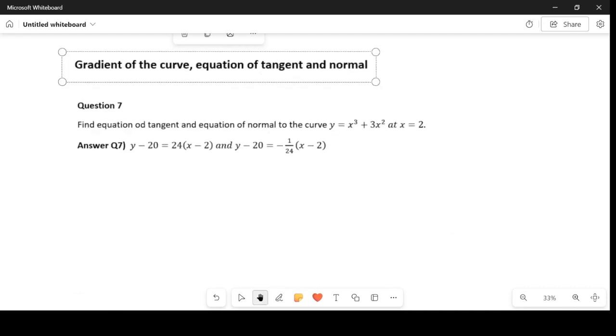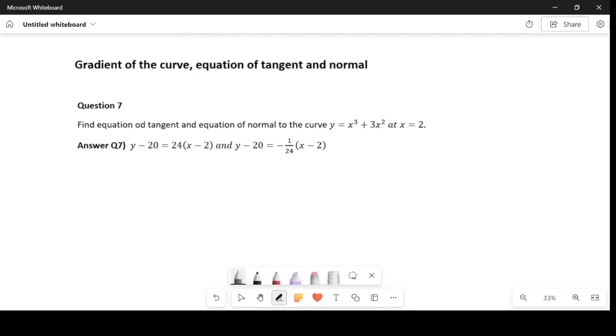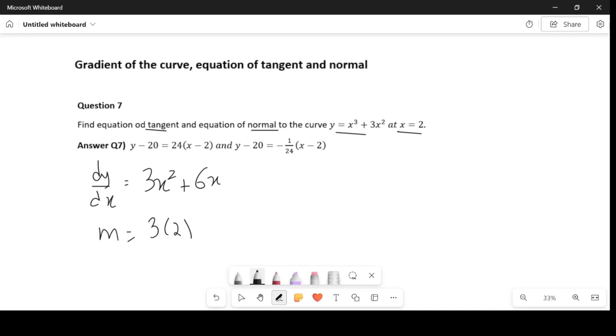Okay, so the next question is pretty similar, which says find the equation of the tangent and the equation of the normal of this curve at x equals 2. So let's find the gradient of the tangent by using dy by dx, which gives us 3x squared plus 6x. And to find the value of m, we're going to substitute the given value of x. So we get 3 times 4 plus 6 times 2, 24. So the gradient is 24.